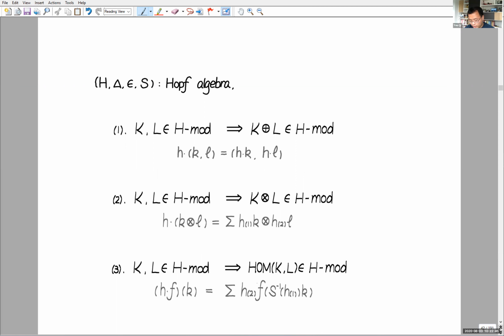And you can check that the tensor and Hom are adjoint to each other in the category of representations. So that's an important construction. Essentially, if K and L are finite dimensional, Hom of K into L is equivalent to K star tensor L under this action. So you do need to require S to be an antipode to define this dual space representation.